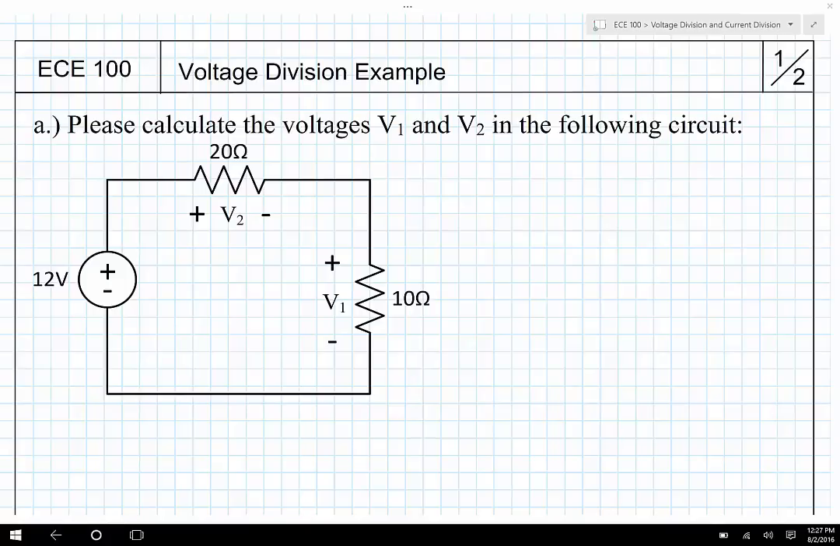Okay, so in this video, we're going to look at some examples of voltage division. I've actually got 2 pages of notes here, and it's going to be 4 examples because voltage division is very important, and I want you to see several applications. The first one is a textbook application.